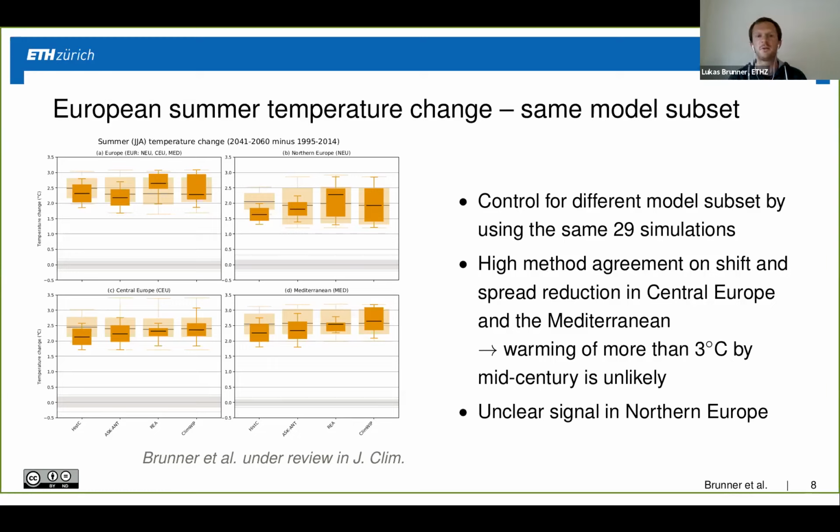This is a bit different if you look at Northern Europe. Very similar to the case we had before, we actually have 3 different things going on. The REA method shifts the distribution slightly upwards. HIST-C and the ASK method shifted slightly downward, and Klimburg doesn't really shift it at all. So again, this is a very unclear signal here in Northern Europe, and that also subsequently leads to a bit of an unclear signal in all of Europe.